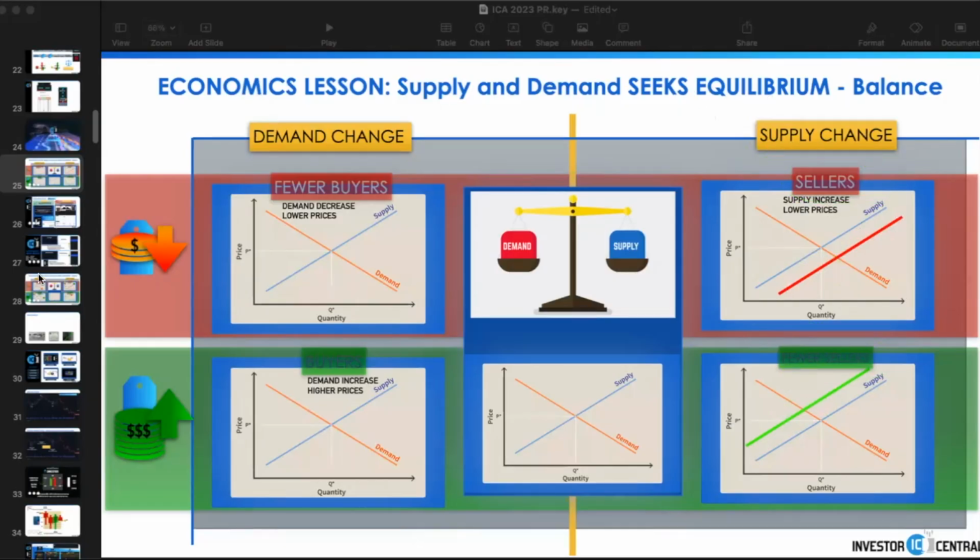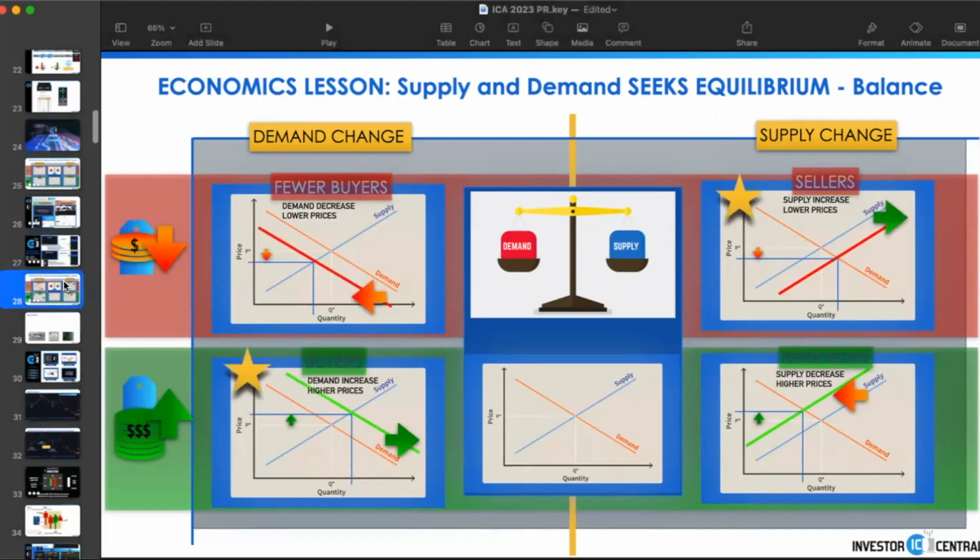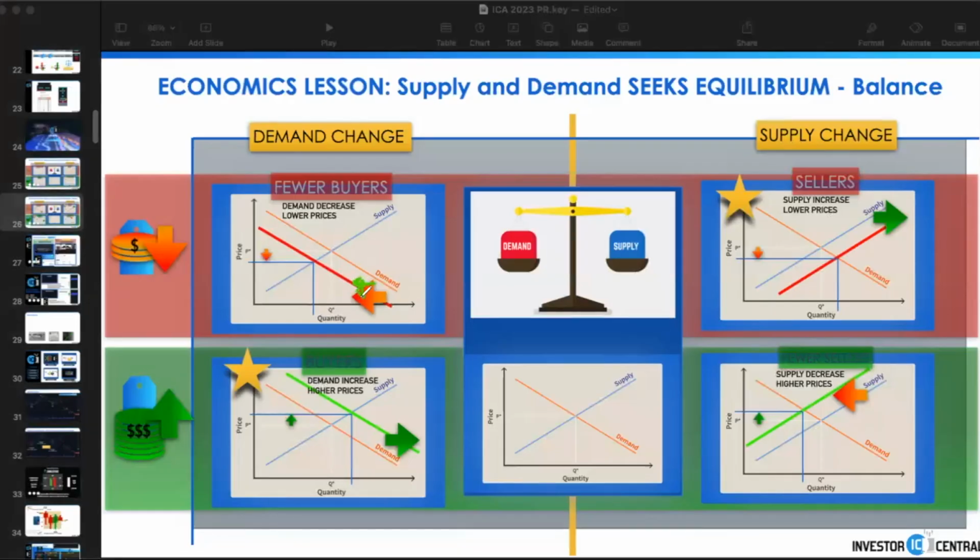Just so you guys have it, here's the drawing of all of it together, to remind you. Demand lower or demand higher means lower prices or higher prices. Over here, supply going higher, meaning more sellers, price goes down. Supply or sellers leaving, not as many ready to sell, price goes up.